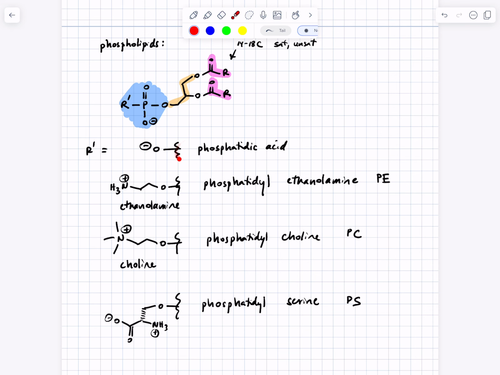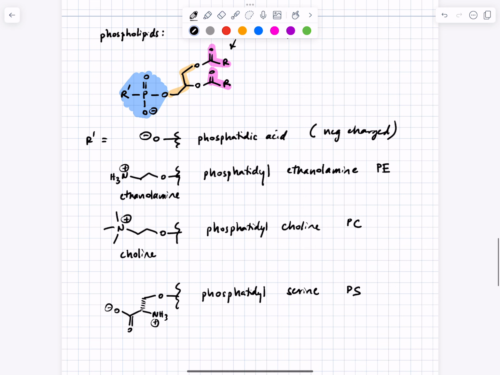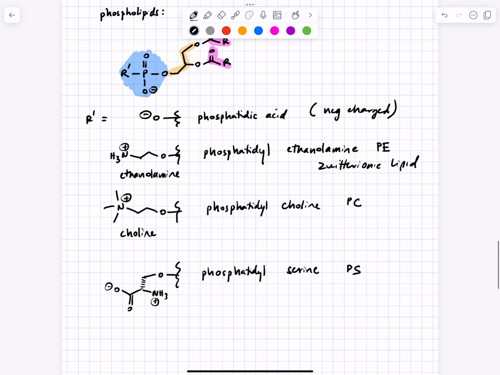Notice that if it's phosphatidic acid, the head group is negatively charged. So that's an anionic lipid. Notice that if it's phosphatidyl ethanolamine, the positive charge on the nitrogen cancels out the negative charge on the oxygen. And so this is a Zwitter ionic lipid or neutral lipid, okay? And same thing with phosphatidylcholine is going to be Zwitter ionic, okay?